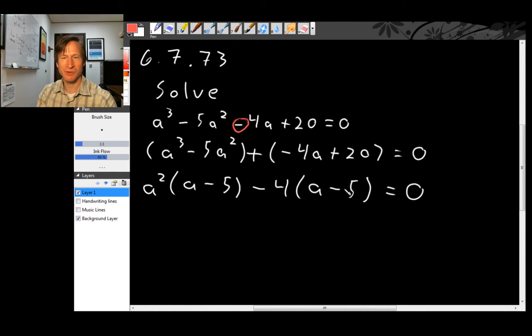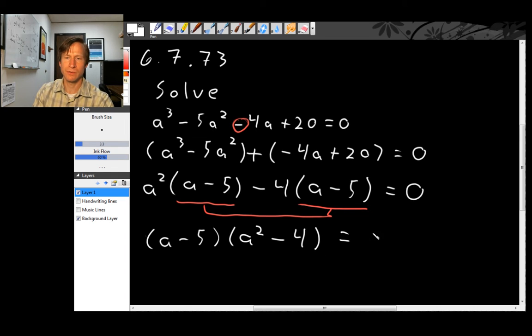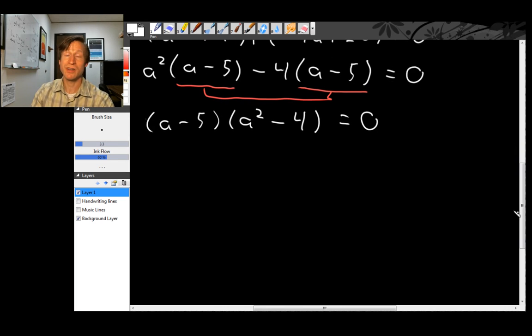Now the question when you're factoring by grouping is, are these 2 parts that we got that are left over, are they the same? Since they are the same here, they're a common factor. So we can factor out a minus 5 like this. A minus 5 times whatever's left over. And from this first piece, the leftover part is a squared. And from the second piece, it's minus 4 equals 0. So factoring by grouping worked here, but we aren't done factoring yet.